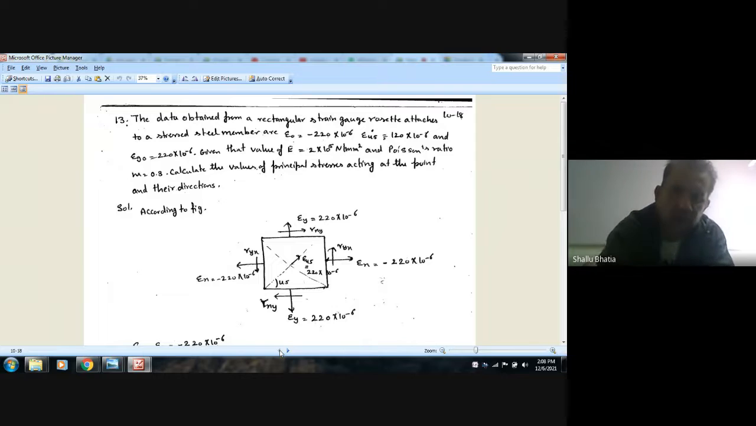Okay, take epsilon 0 as epsilon x, then epsilon y will be epsilon 90. Also it is given that epsilon 45 is 120 into 10 to the power minus 6. Okay, these three strains are given.